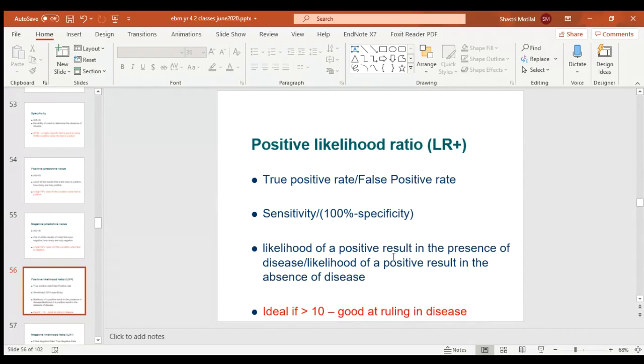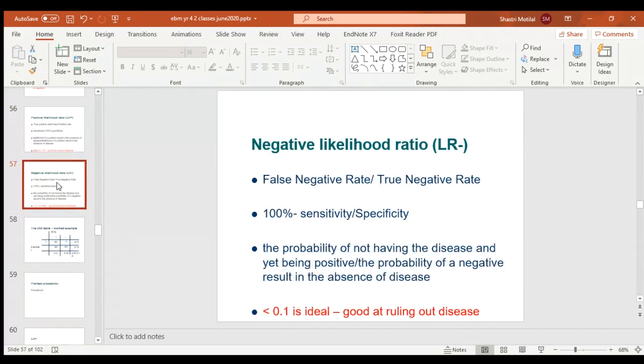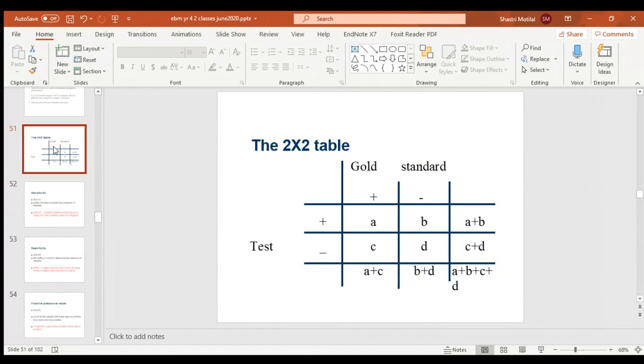So if the positive likelihood ratio is more than 10, the test is good at ruling in a condition. That's the take-home message. And similarly, the negative likelihood ratio is the false negative rate divided by the true negative rate. We just said the true negative rate is specificity. What was the false negative rate? You all know from the table, you all told me at the beginning, the false negative was C. So the false negative rate is C divided by A plus C.